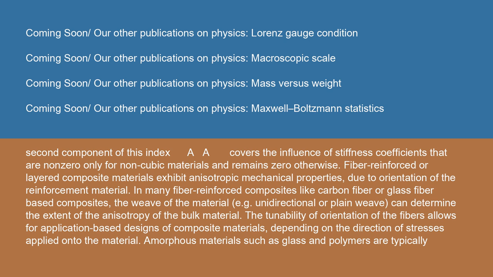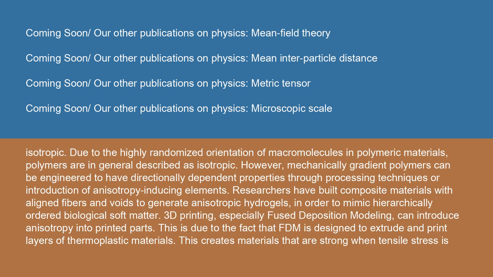applied onto the material. Amorphous materials such as glass and polymers are typically isotropic due to the highly randomized orientation of macromolecules in polymeric materials. Polymers are in general described as isotropic. However, mechanically gradient polymers can be engineered to have directionally dependent properties through processing techniques or introduction of anisotropy-inducing elements.